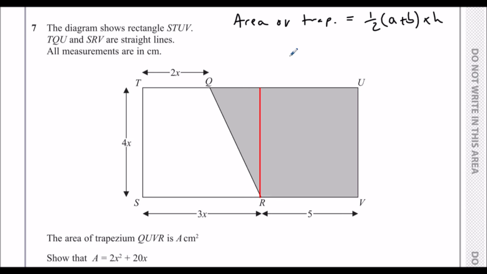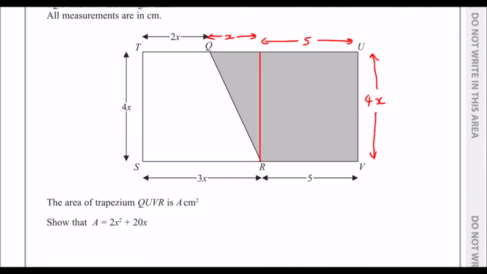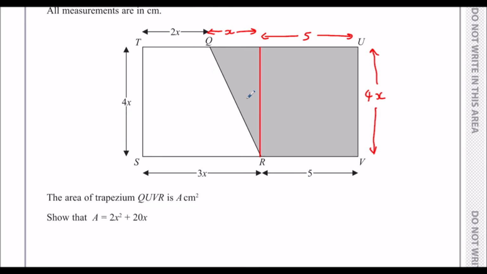Let's have a look. We know this measurement is 5. Let's split it into two shapes. This must be x, because we've got 3x along the bottom and 2x along the top, so the missing part must be another x. And we've got 4x as the height, because it's the same as the other side, since it's a rectangle. So let's do area of triangle plus area of rectangle.